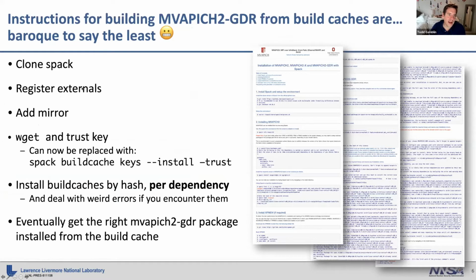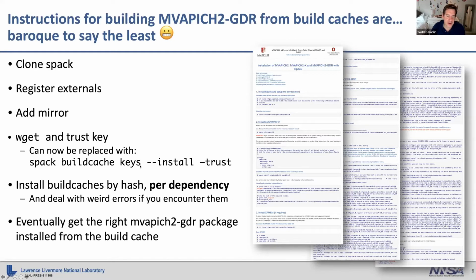So you have to clone Spack, you have to register a bunch of external packages in your config here. So you have to sort of paste some YAML into a config file. You have to get the key for the build cache. We've actually automated this step, so you can run a command instead of having to wget the key and trust it yourself. And the binaries are signed, that's why you have to trust the key. And then you have to install build caches by hash per dependency. So there's this whole loop that you have to go through where you say, I want to install this particular package, and so on. And you have to sort of deal with errors as you encounter them.